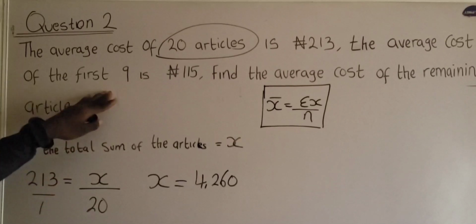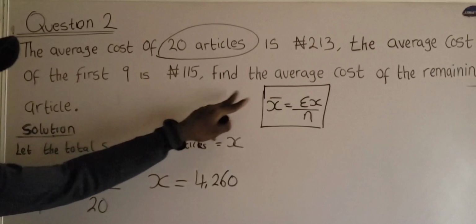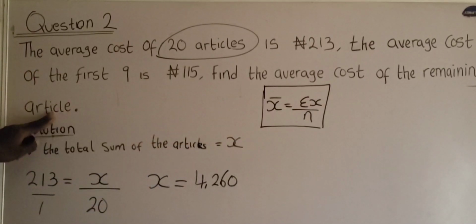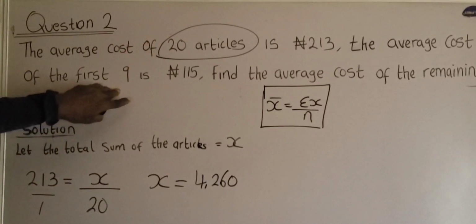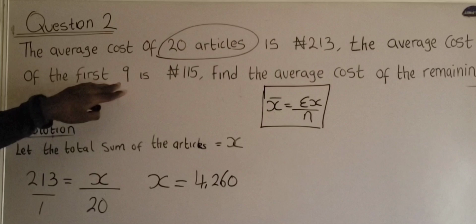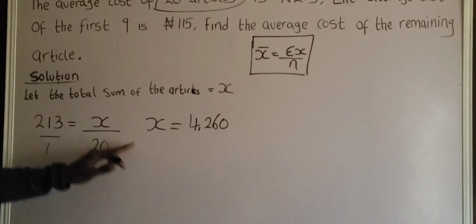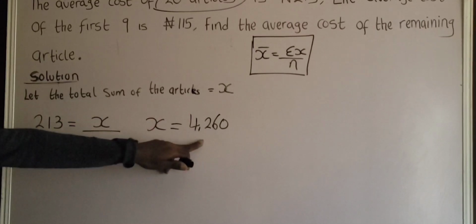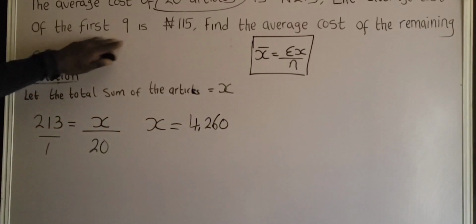of the first 9. You understand? Don't forget that the question asks us to find the average cost of the remaining articles. That is the average cost of the articles that remain, after we have subtracted the sum of the articles. Now, having gotten the sum of the total articles, which is 4,260, let us get the sum of the first 9 articles.